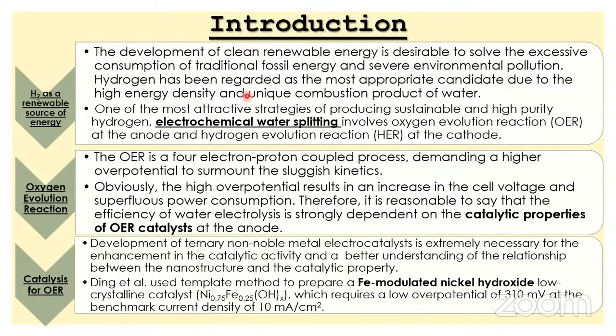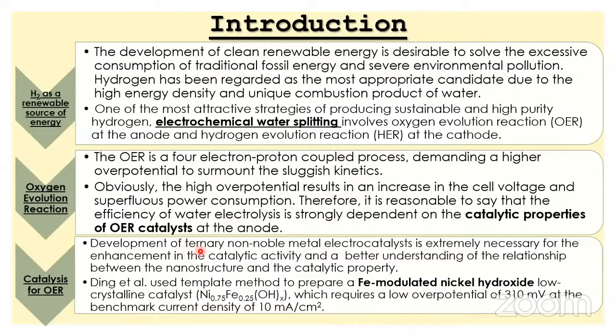Now, moving forward to the introductory part, hydrogen is the most appropriate candidate nowadays as a renewable source of energy. An attractive strategy for producing hydrogen is the electrochemical splitting of water. In electrochemical water splitting, at the anode there is oxygen production, and at the cathode we get hydrogen. At the anode, the oxygen evolution reaction is a 4-electron-proton coupled process, so it demands a higher overpotential to surmount the sluggish kinetics. That's why we strongly depend on the catalytic properties of oxygen evolution reaction catalysts at the anode.